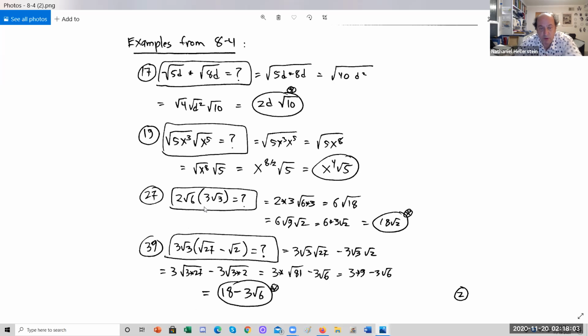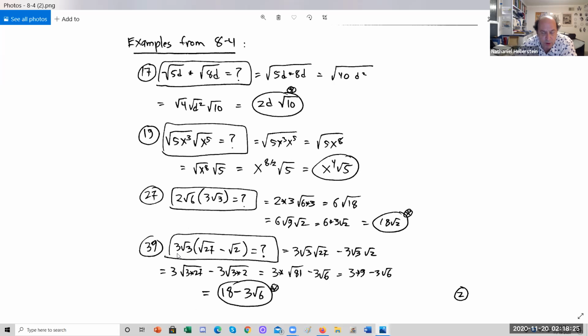2 root 6 times 3 root 3. Okay, 2 times 3 outside. Root 6 times root 3 is root of 6 times 3. So this is 6 root 18. The largest square factor of 18 is 9. Root 9, root 2. Root 9 is 3. 6 times 3, root 2. And then you get 18 root 2.